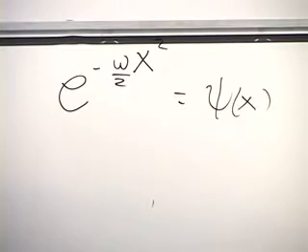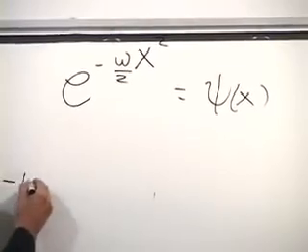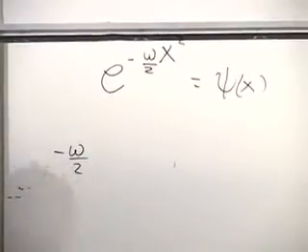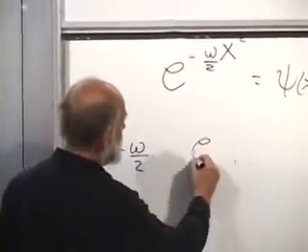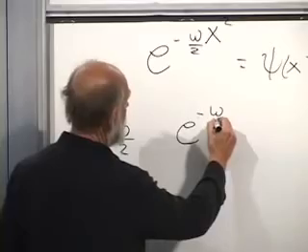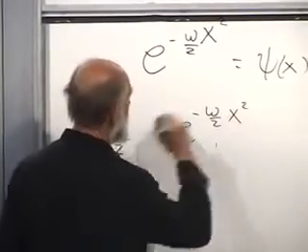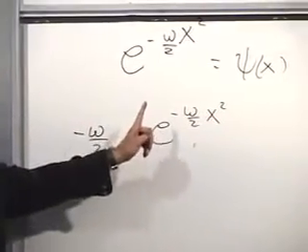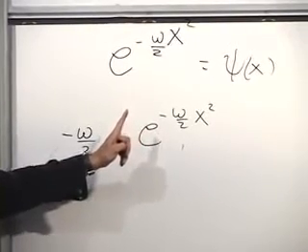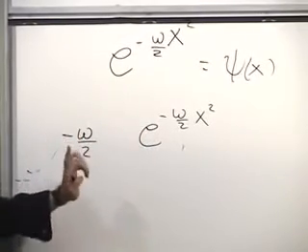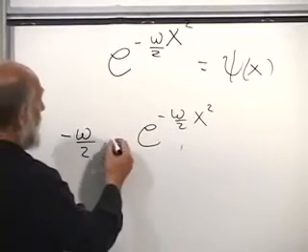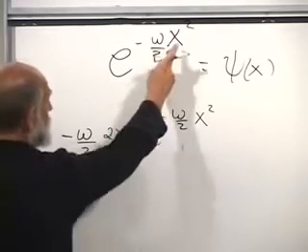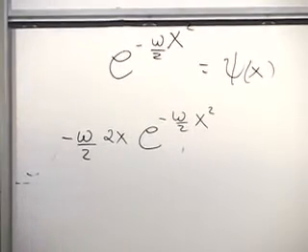Anybody want to try for it? It will certainly give us out front a minus omega over 2, right? Then when you differentiate an exponential with respect to an argument, you just get the exponential back, e to the minus omega over 2 x squared. And you're going to get x, once, first derivative. And that will give you a 2x from differentiating x squared.